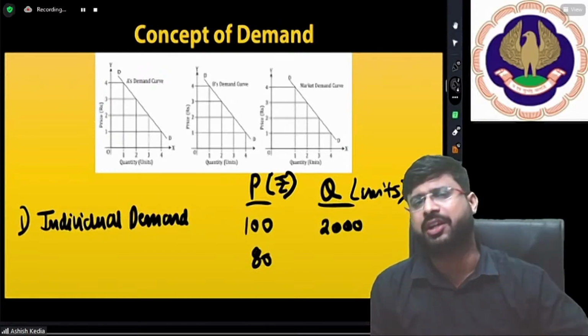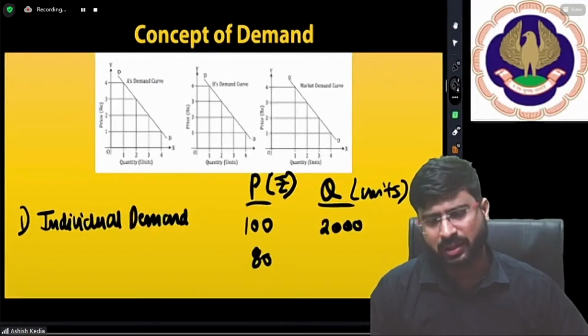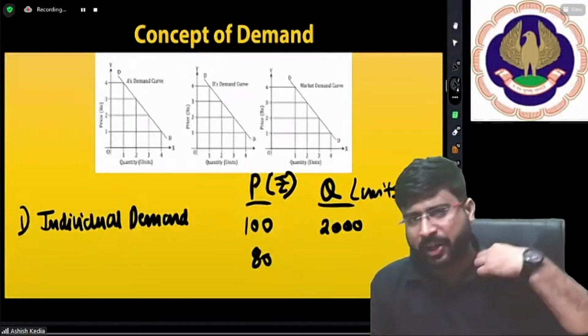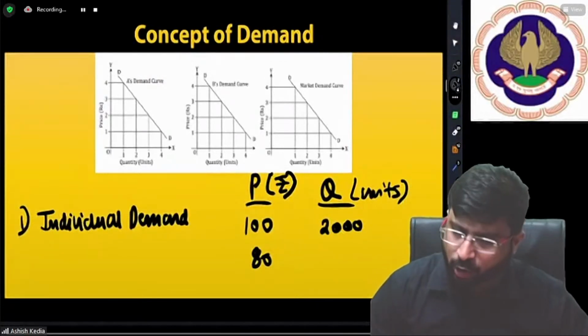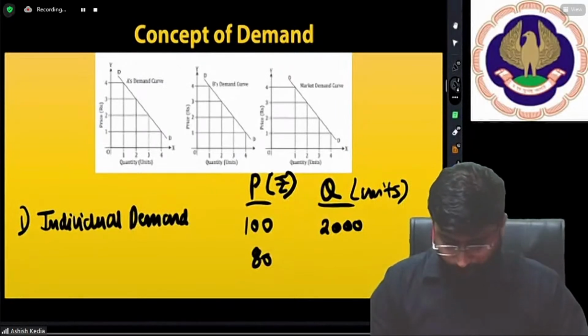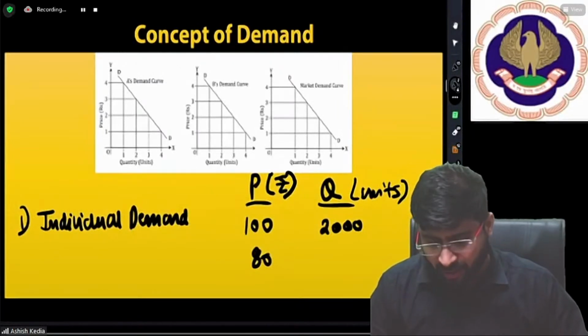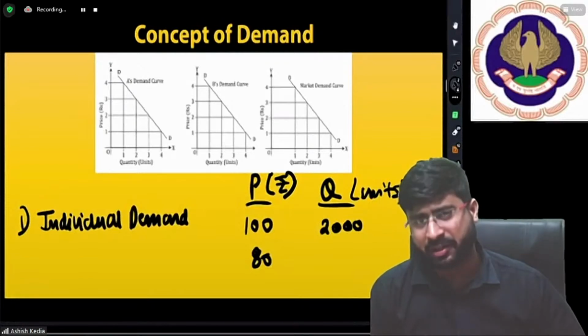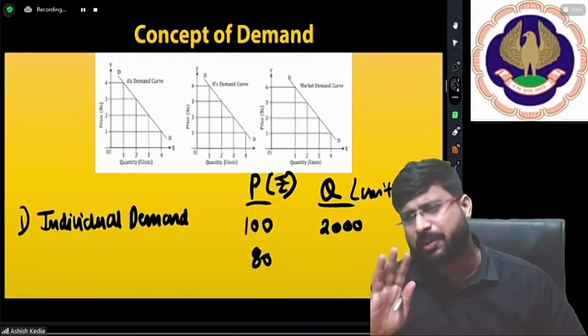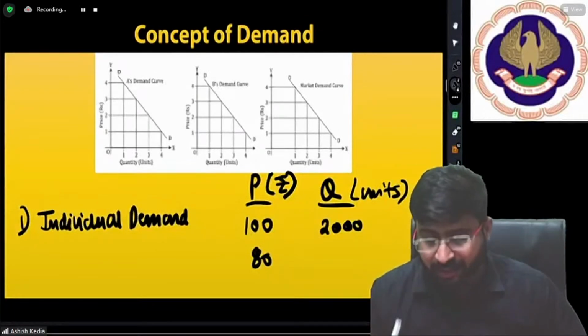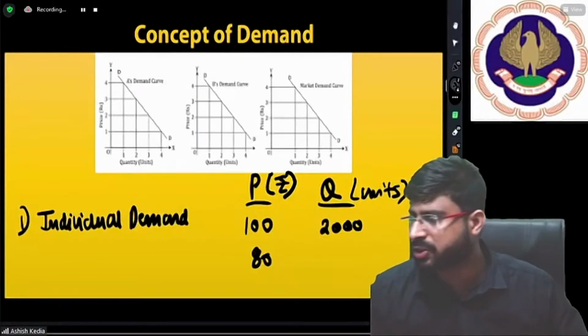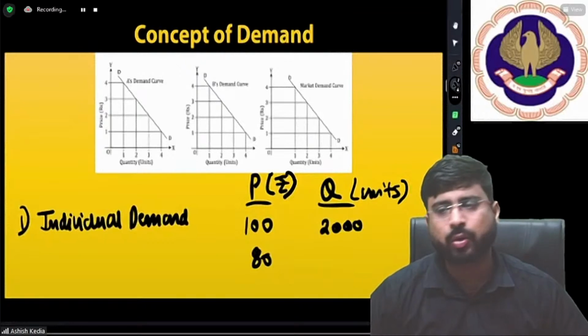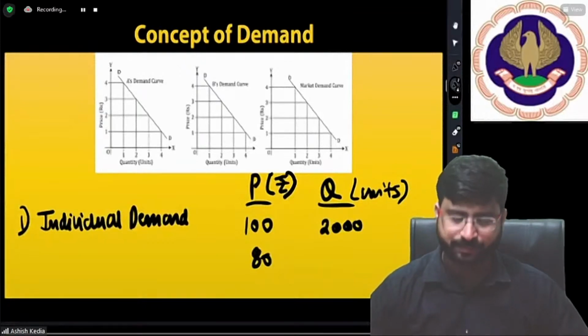It is a normal commodity. So what do you think? Maybe it is the price of a t-shirt, let's say. Price was 100 rupees, then demand was 2000. Now with a discount offer, price has gone to 80 rupees. What do you think should be the quantity demanded? Will it be lesser, equal, or greater than 2000 units? Just this much you tell me. What do you think, guys?